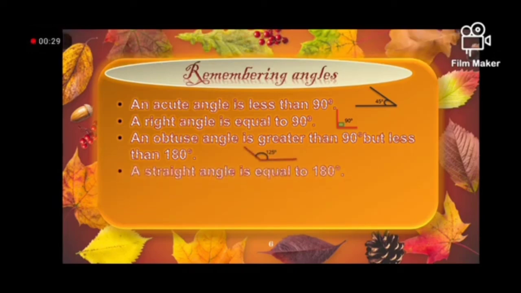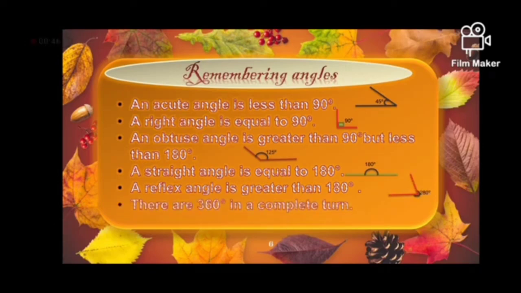A straight angle is equal to 180 degrees. A reflex angle is greater than 180 degrees. This is a reflex angle. There are 360 degrees in a complete turn. It means a complete angle is of 360 degrees. I hope you have learned the definitions of angle.